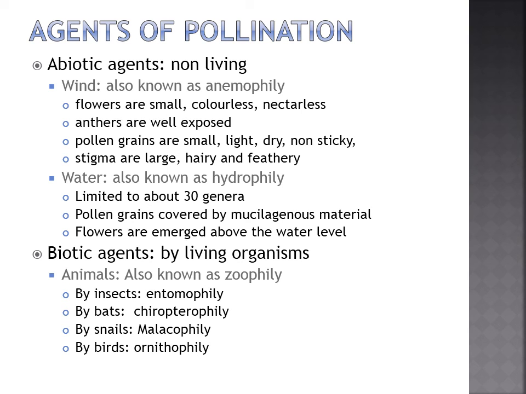Now biotic agents, that means living organisms, we can include animals. It is also known as zoophily. Now these are the animals which help in pollination. First one is by insects, entomophily. By bats it is known as chiropterophily. By snails it is known as malacophily. By birds it is known as ornithophily.